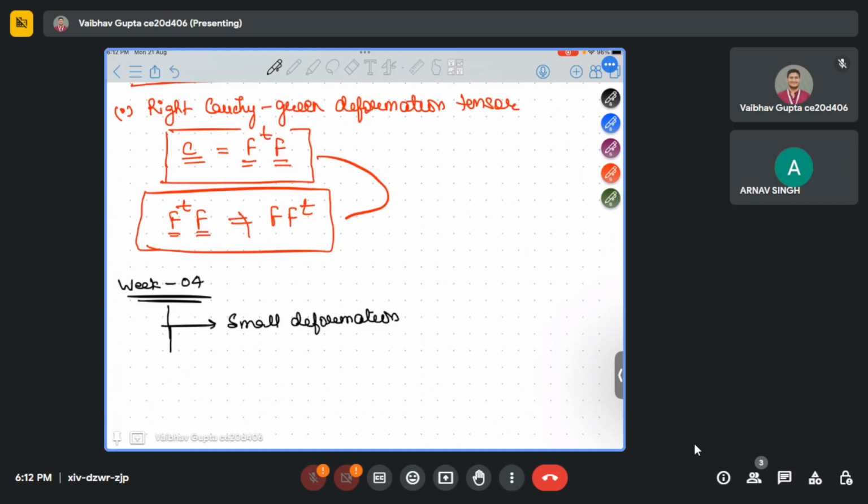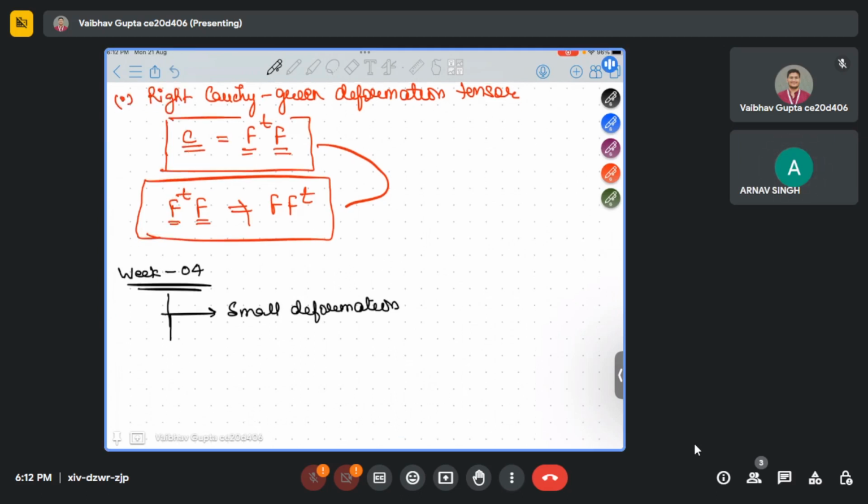So C is equal to F transpose F, and F transpose F is not equal to F F transpose. Both are different things. In the future lectures you will be dealing with F F transpose also. But right now, as per week 4, C is equal to F transpose F. So now two things are there: small deformations and large deformations.